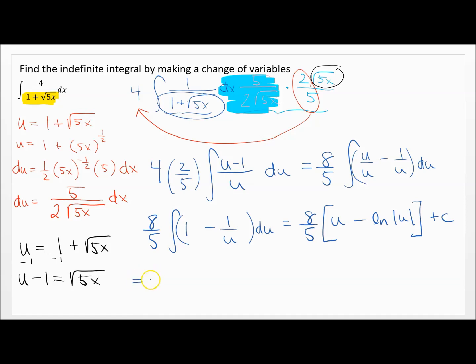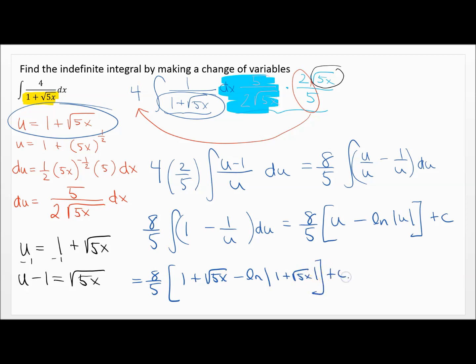So this is equivalent to 8/5. Okay, now u, remember way back up here, and I rewrote it down at the bottom, is 1 plus the square root of 5x. So I have 1 plus the square root of 5x minus the natural log of the absolute value of 1 plus the square root of 5x plus c. Now, I'm going to go ahead and tell you, I am perfectly content with this answer. But, let me show you what they have in the back of the book, and let's talk about it.